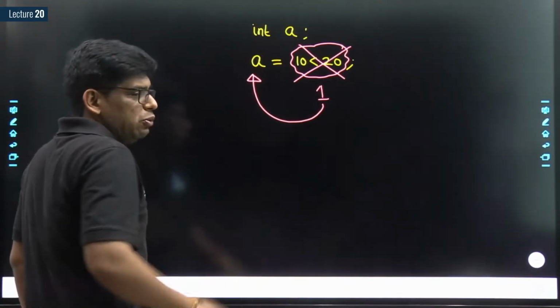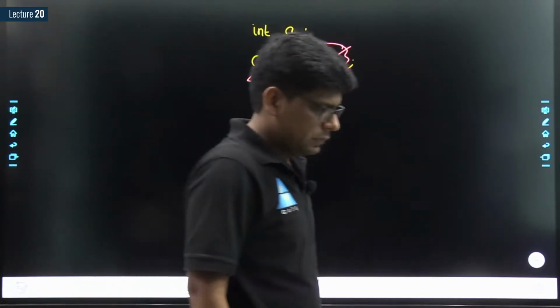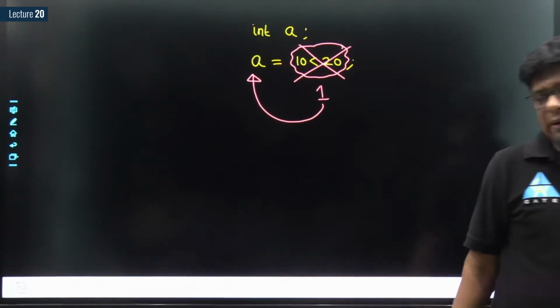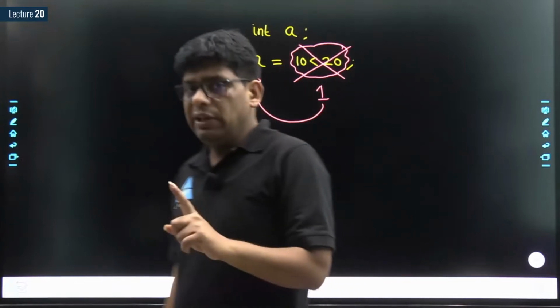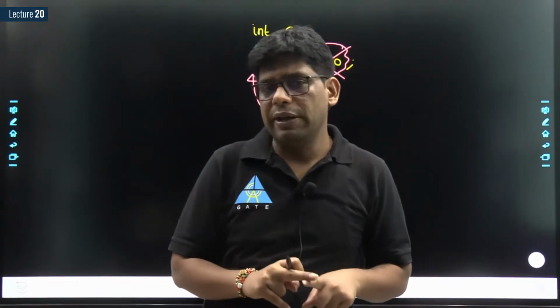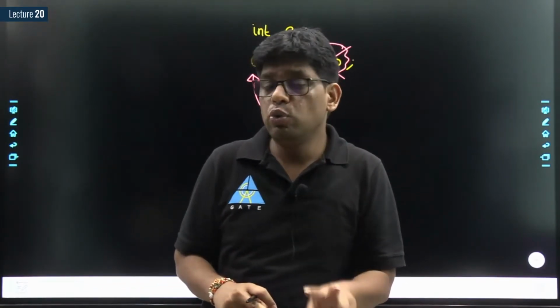Sir, the value that goes inside A is 1. Please note down what we have discussed. First thing, all relational operators are binary operators. That means they require 2 operands.